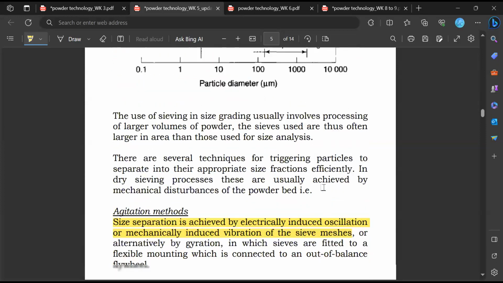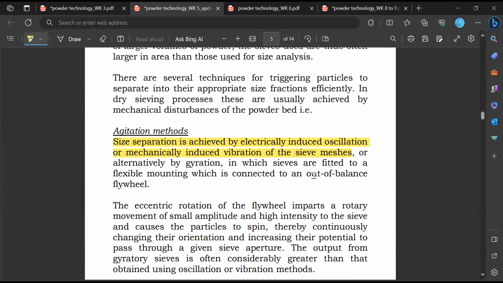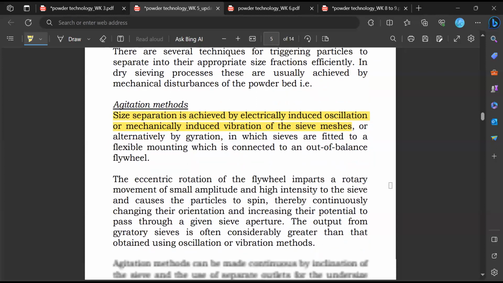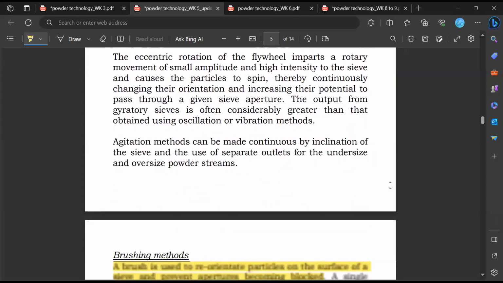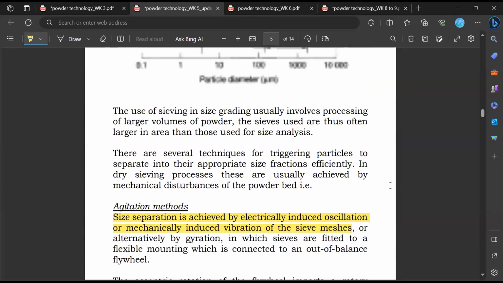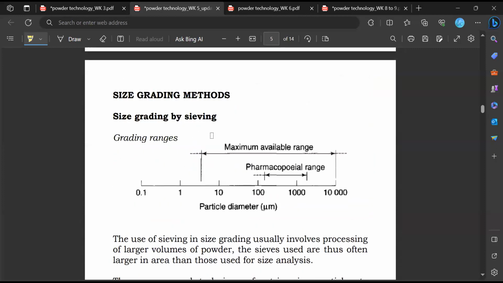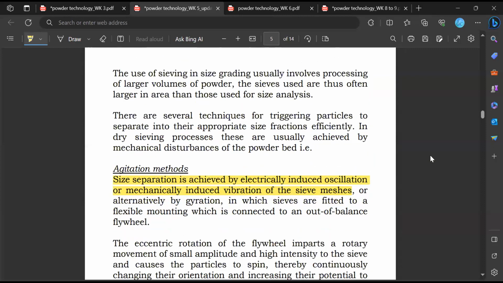So the first one is the agitation method, where size separation is achieved by electrically induced oscillations or mechanically induced vibration of sieve meshes. Again, you're using sieves over here, where you oscillate them or induce vibration, and that will reduce the particle size because it has to go through the mesh size. So that's the first one when we're talking about sieving. In sieving, you have agitation methods.